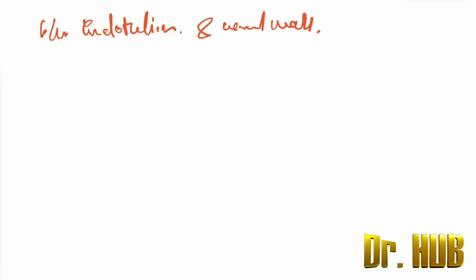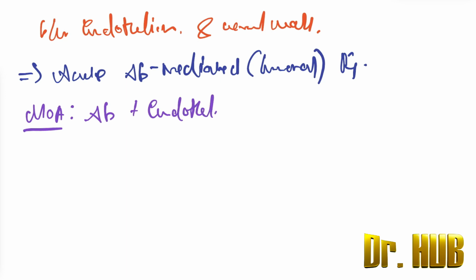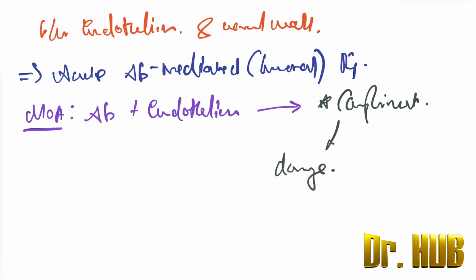Next, we will look at the acute antibody mediated rejection, and this will be the humoral rejection. Let's look at the mechanism. There are antibodies, and they bind to the endothelium. What happens is they activate the complement, and this causes the damage and the graft failure.